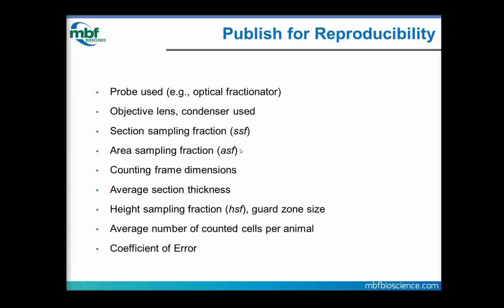What were the XY dimensions of the dissector? What's the thickness of your tissue? What is the ratio of the height of the dissector to that tissue thickness? I read a lot of optical fractionator papers. The biggest mistake people are making is they're not doing it at a high enough power where they can find the top of the cell. Remember, every cell has only one top. We won't overcount that way. You want to report the average number of cells counted per animal and why you think you did enough counting.